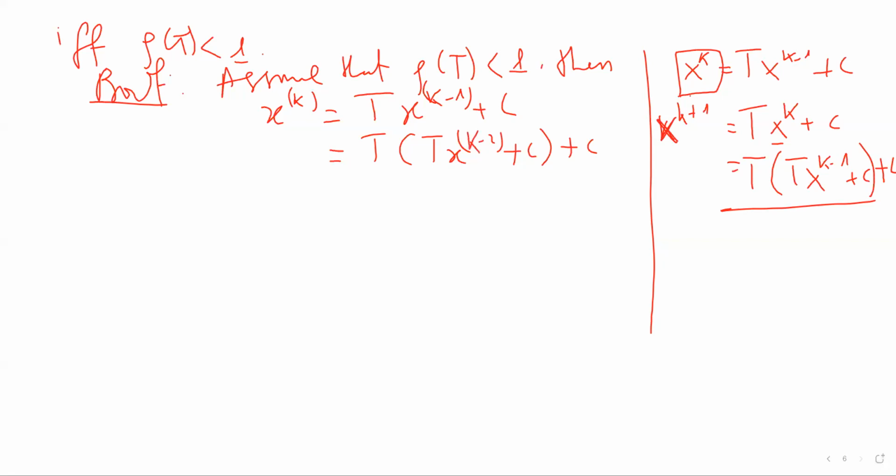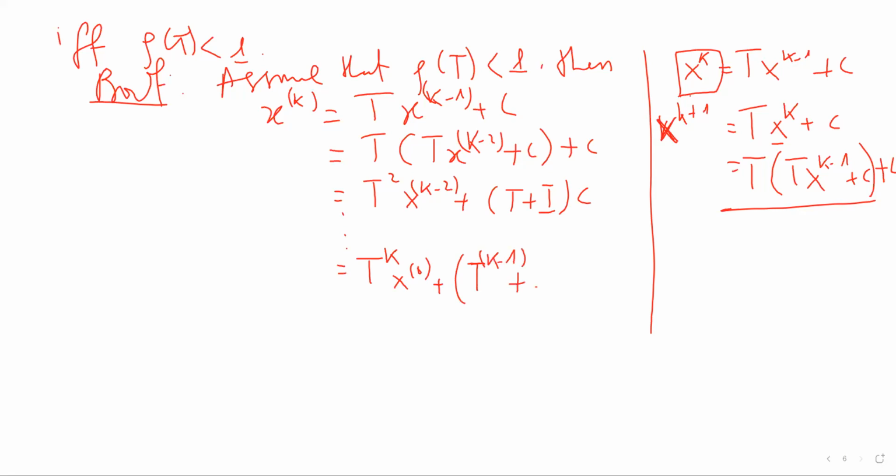K minus 2. And then this will become, if you just expand, T squared x_{k-2} plus c plus T of c. So if you continue in that format, you have T^k x0 plus bracket T^{k-1} c plus ... plus c plus T of c.